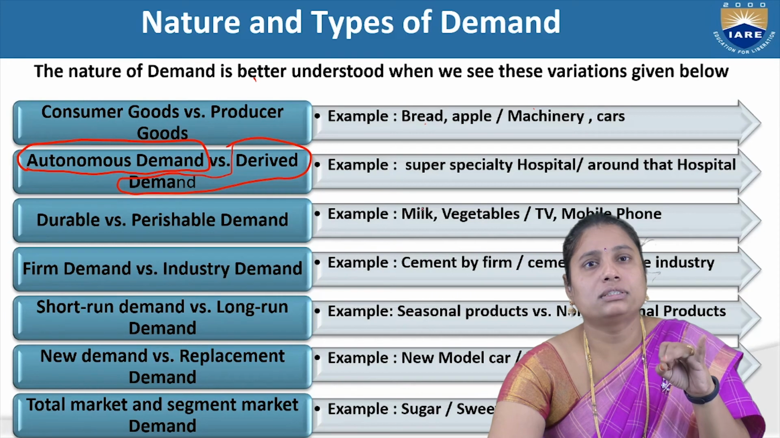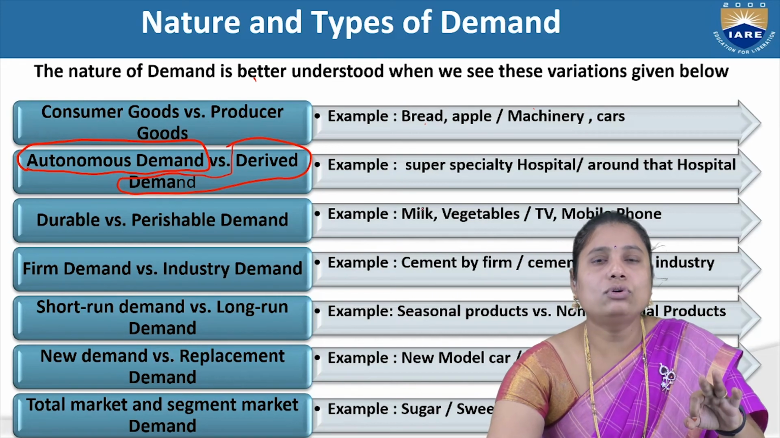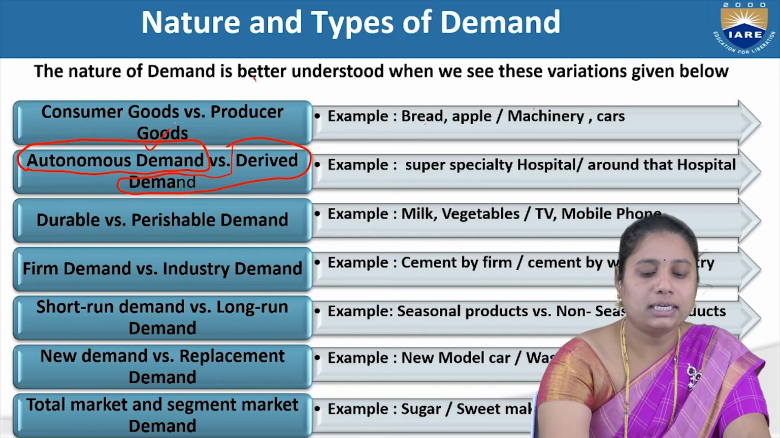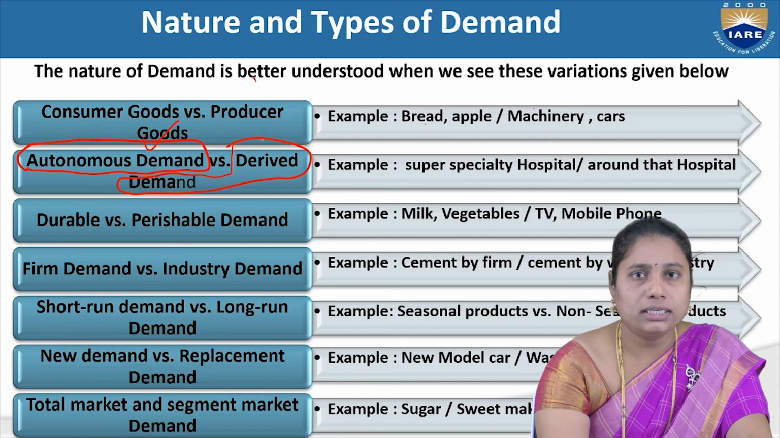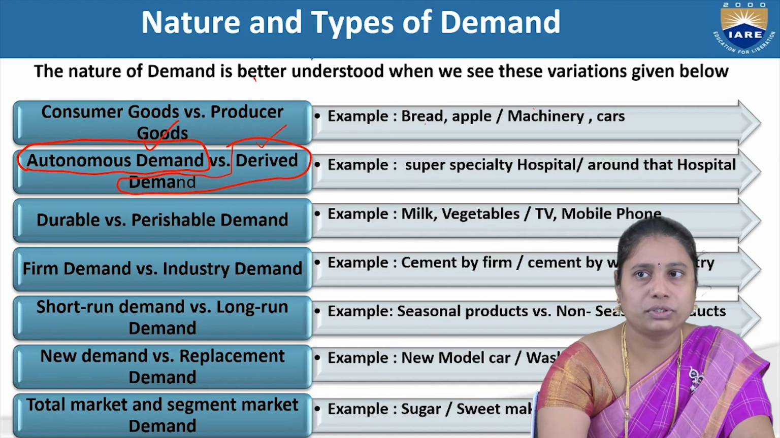We are using pouches, mobile pouches and screen guards. So the demand for mobile phones is called autonomous demand, and the demand for these electronic gadgets, pouches and internet services is called derived demand in these cases especially.